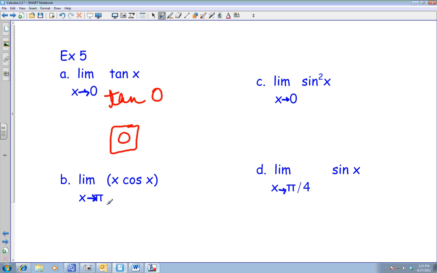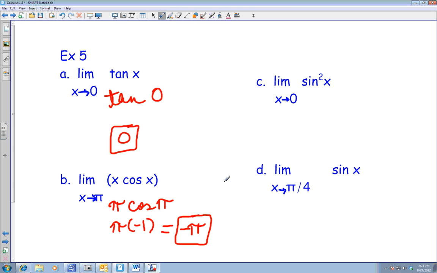Part B, going down, I'm going to use direct substitution again. Pi times the cosine of pi. So I need to figure out what cosine of pi is. That's the cosine of 180 degrees. Cosine of 180 degrees is negative 1. So my answer is negative pi.